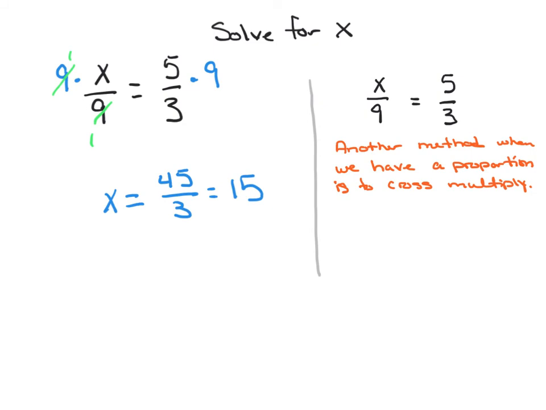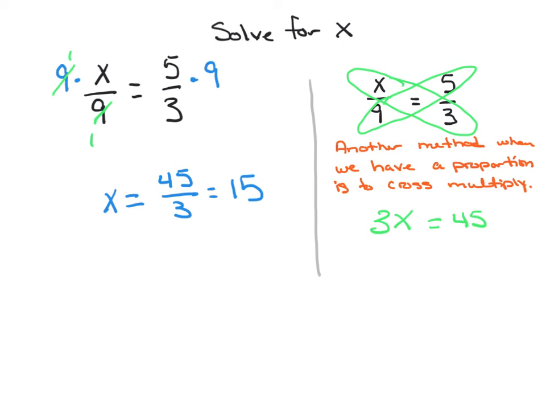Another way to approach this problem, because it's actually a proportion where you have one ratio set equal to another, we could cross multiply. So for cross multiplication, we would be looking at the x times 3, or 3x, and the 9 times 5, or 45.